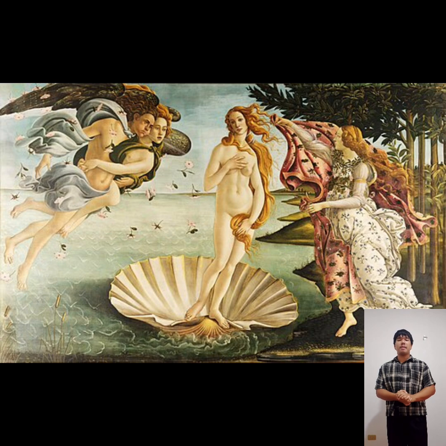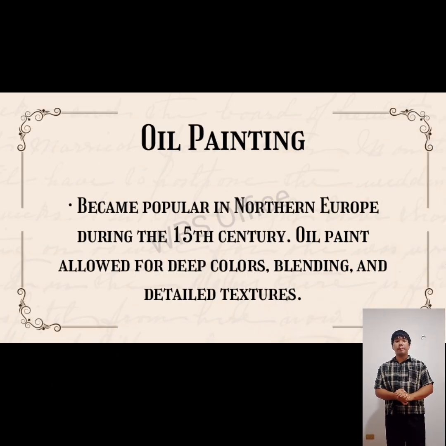So here are some examples of Sandro Botticelli's artwork called The Birth of Venus, which shows fine lines and delicate color typical of tempera. Oil painting became popular in Northern Europe during the 15th century. Oil paint allowed for deep colors, blending, and detailed textures.